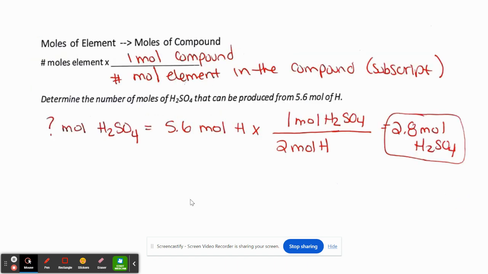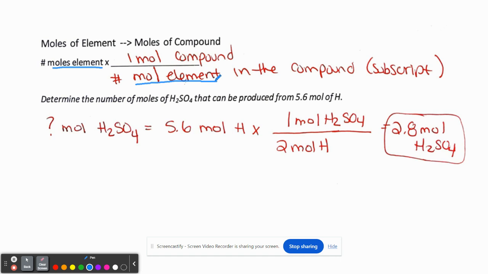Okay, now we're on the second half of that section. What happens if you're given the number of moles of an element and you want to go to moles of a compound? So let's set up this formula. We want moles of the element to be on the bottom of this formula so that they cancel out, right?